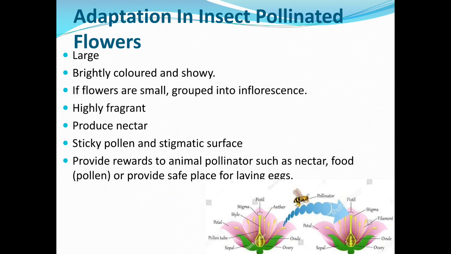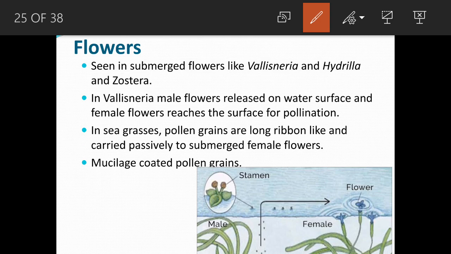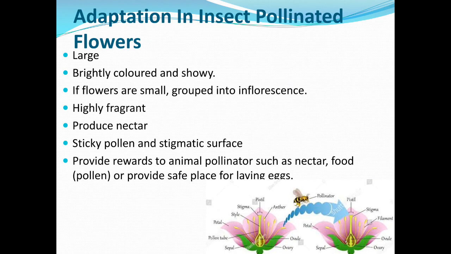Now next, water pollinated flowers, that is known as hydrophily. Mostly seen in submerged plants like Vallisneria and Hydrilla. In case of Vallisneria, male flowers are released on the water surface, and the female flowers reach the surface for pollination, and mostly the pollen grains are covered by mucilage.